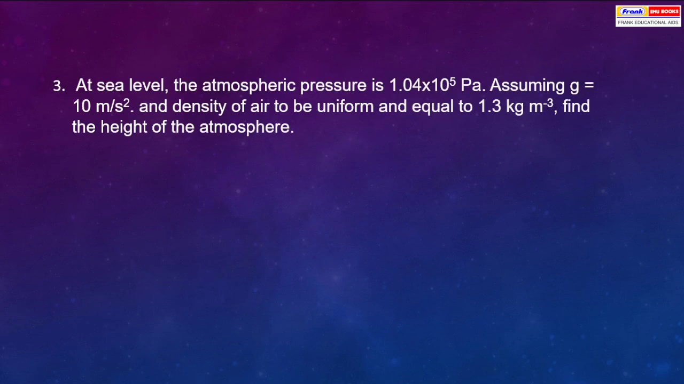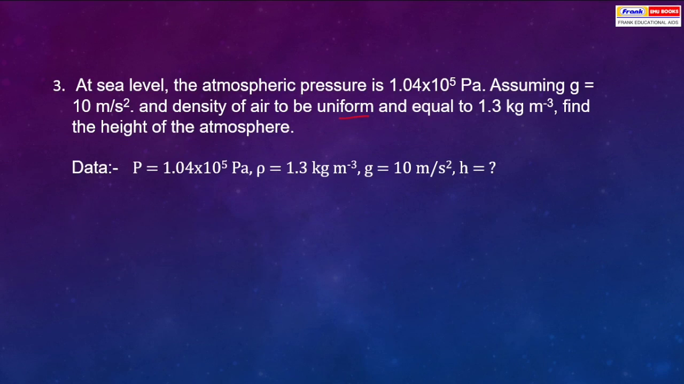At sea level, the atmospheric pressure is 1.04 into 10 to the power 5 Pascal. Assuming the value of g is 10 meter per second square and density of air to be uniform and equal to 1.3 kg per meter cube, find the height of atmosphere. So you have data given, and you can solve the numericals by yourself.